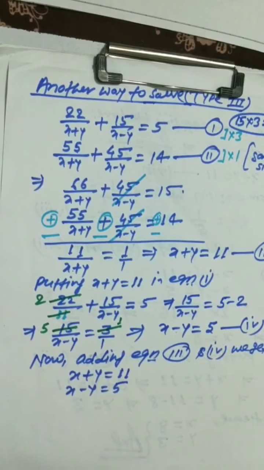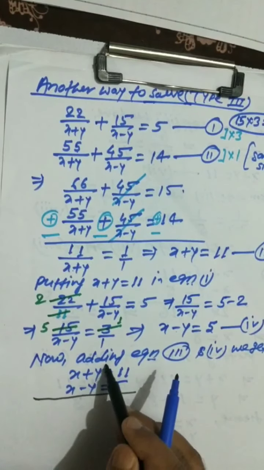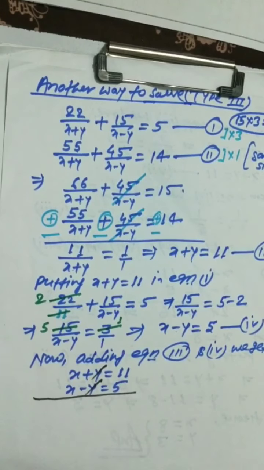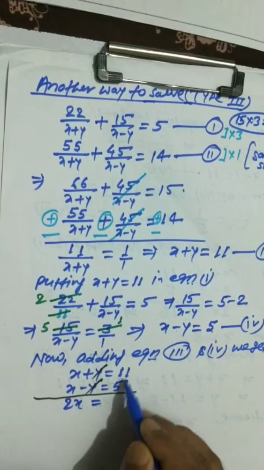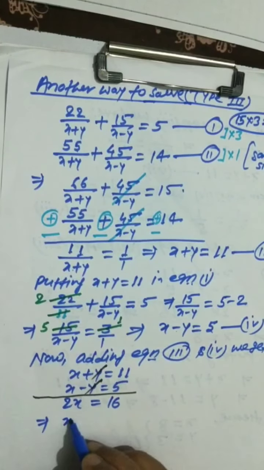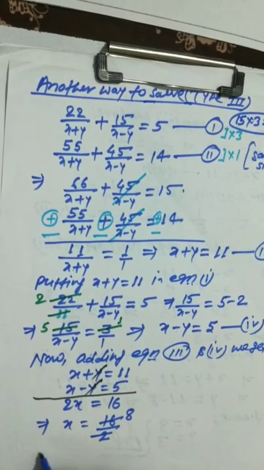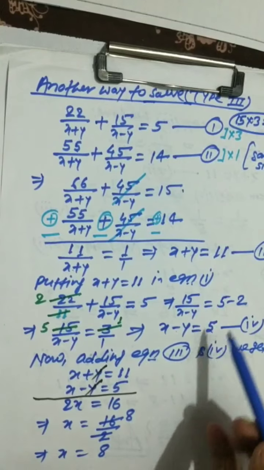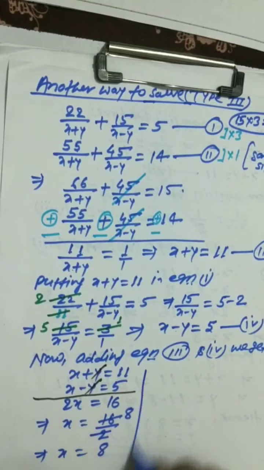Now you can see you have to add it, so there is no need to change the sign. This plus y and minus y will be cancelled. Then you will get x plus x will be 2x and 11 plus 5 will be 16. This implies that x will be equal to 16 upon 2, and this will be cancelled. Then you will get x is equal to 8. Now put the value of x either in equation third or in equation fourth.